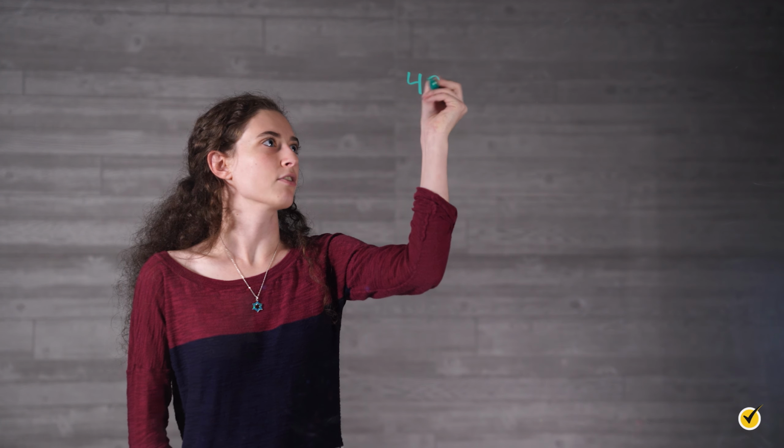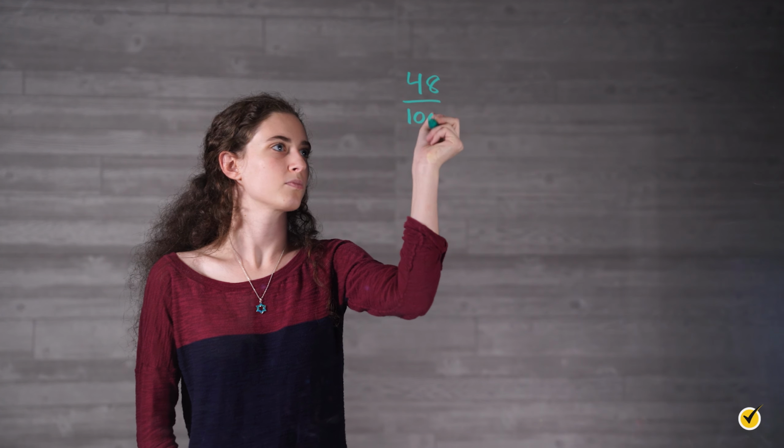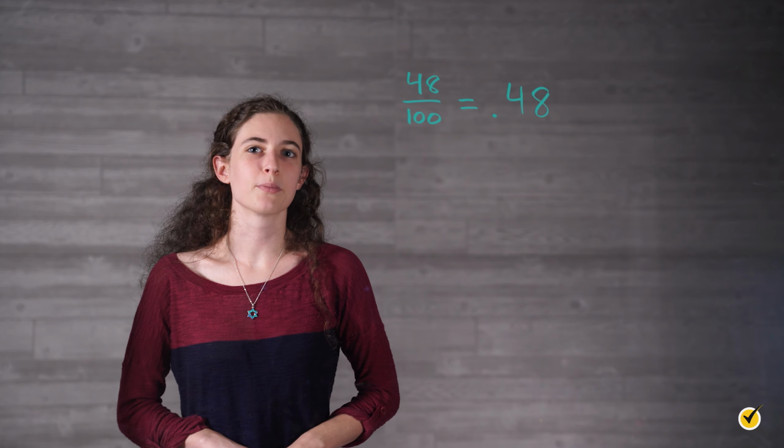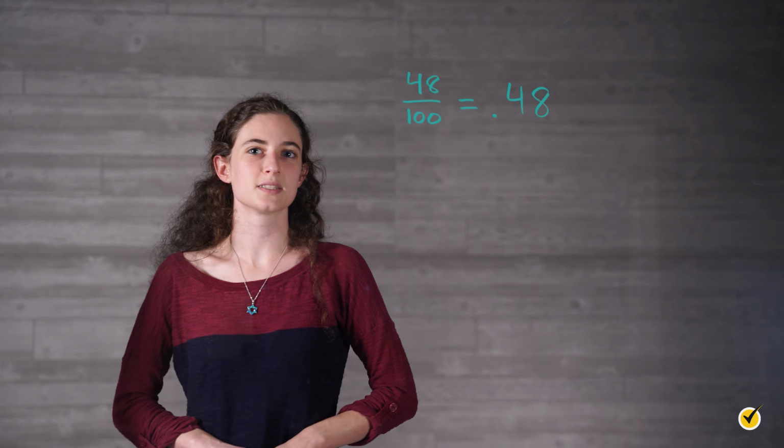48 out of 100. The fraction 48 out of 100 is read as 48 100ths. The division of 48 by 100 results in the decimal value of 0.48. Note that the decimal place in the whole number, 48, is moved 2 places to the left.